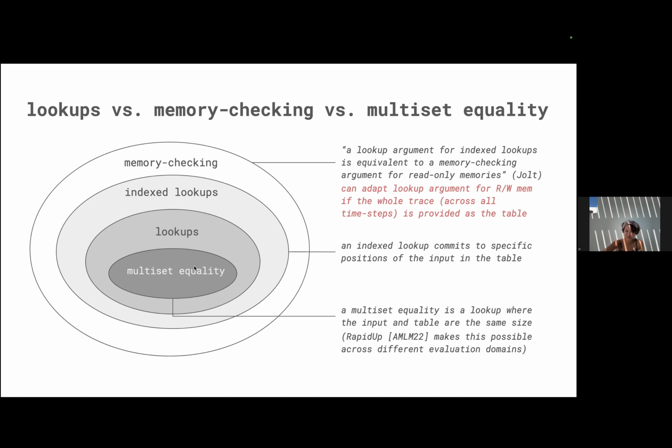Yeah, I flipped the direction of this diagram like 3 times. But another way to interpret this diagram is what's more powerful. In the sense that I could implement a lookup using an indexed lookup, and I could implement a multi-set equality using a lookup. But basically each of the smaller things is not as powerful as the bigger thing.